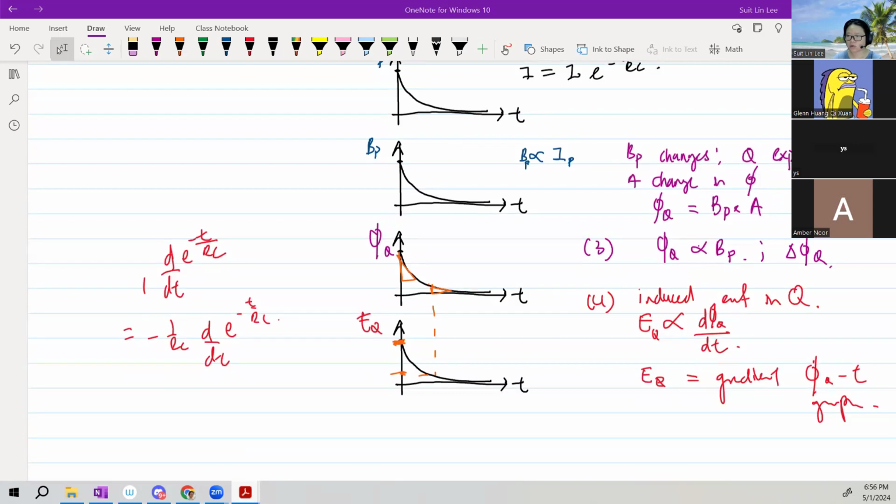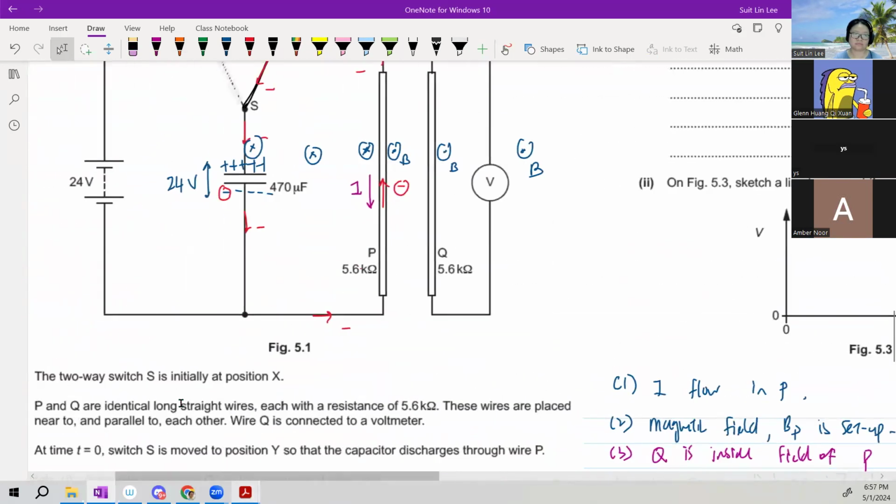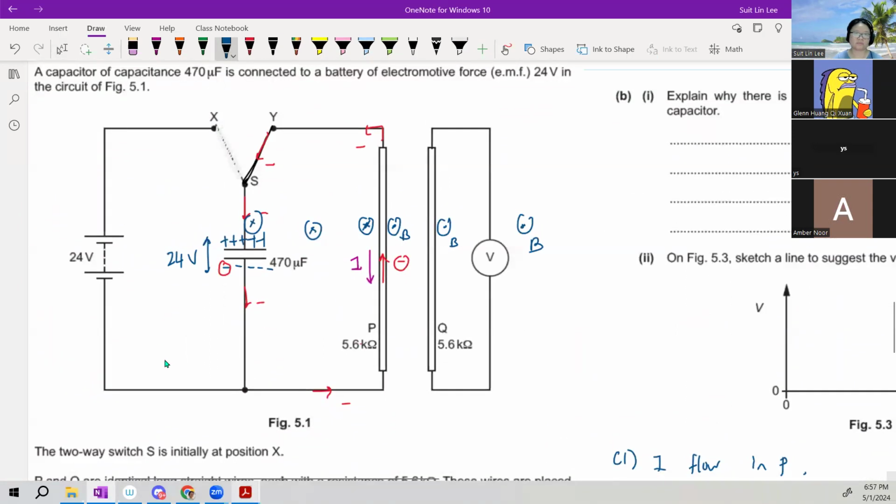Okay, so right now, we're going to pause here and ask ourselves, does an EMF always imply that there is current? Does EMF mean there is current? So I repeat the question. Does the presence of EMF imply or tell us that there is a current flow?